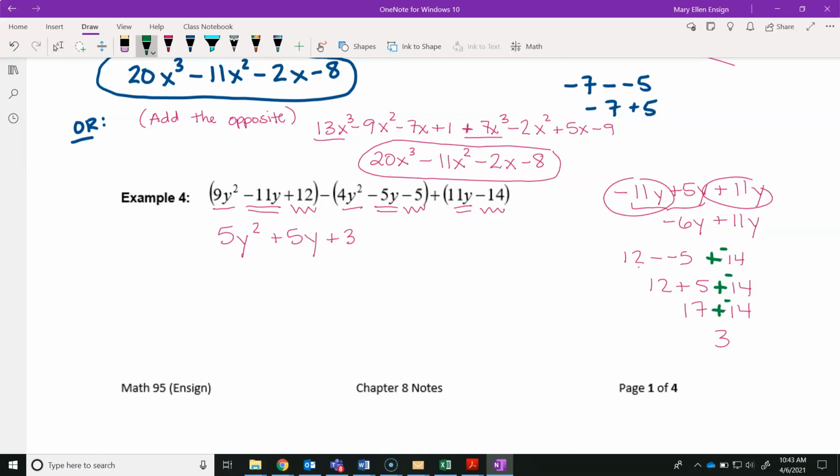Either way, same thing. Okay, so now again, I look at this, I can't do anything else with it because all the exponents are different, the terms, so I can't combine anything else. But just make sure that you are really careful with dealing with that subtraction.